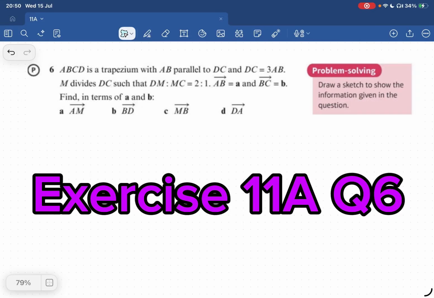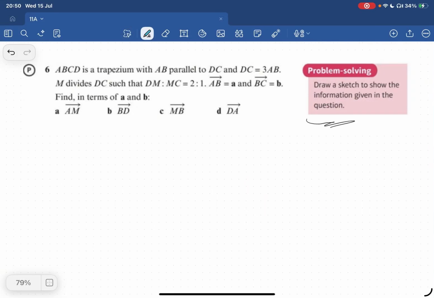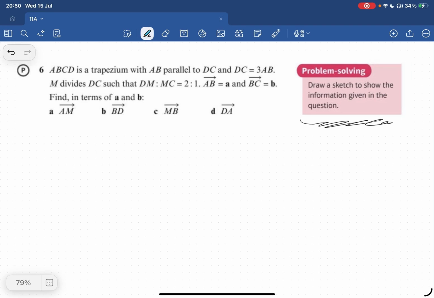Here we have question 6, and the question has very kindly told us that this is problem solving. Okay, and we should always draw a sketch. Even if you didn't have that, always with vector questions, they're very visual, they're lots of triangles. You've got to always draw a sketch.